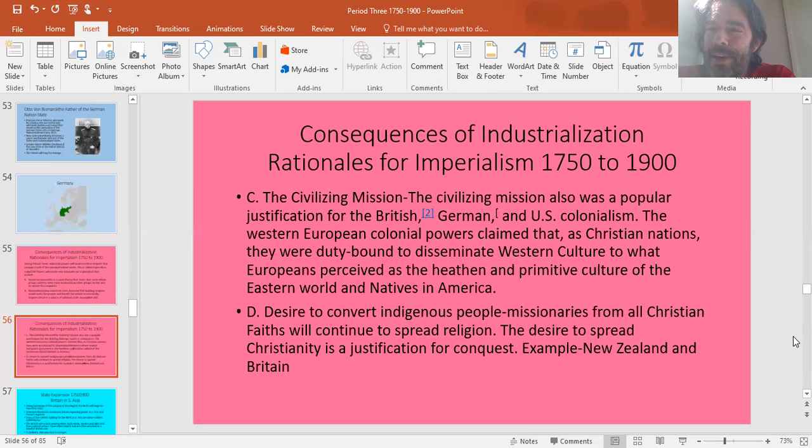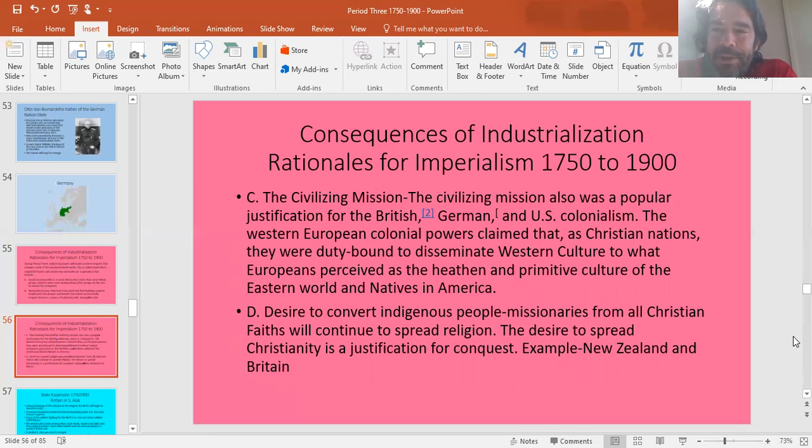Speaking of breathtaking racism, another justification for imperialism was something called the Civilizing Mission. Now, what's the problem with Darwinism and social Darwinism? If you're a Christian, you don't really believe in it. At least, especially not in the third period. You don't believe in the theories of evolution because that flies directly in the face of the Bible.